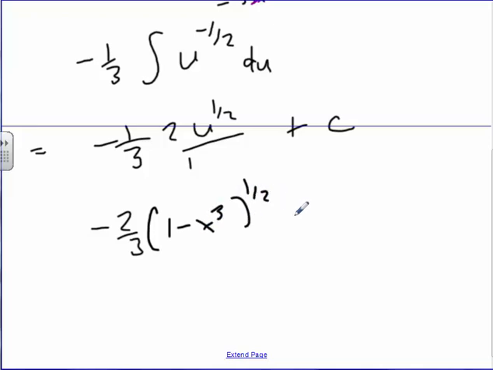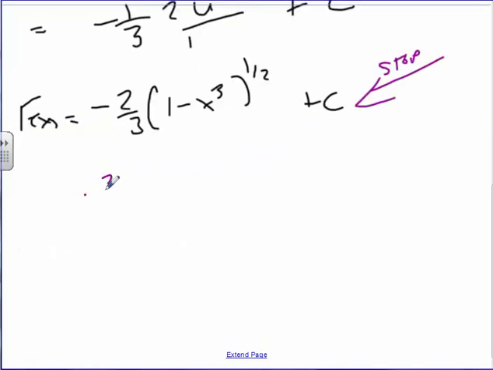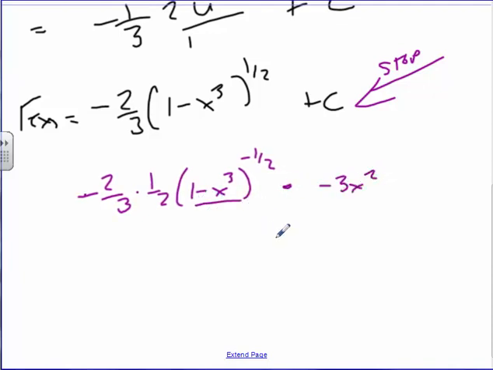And that's to the 1/2. There is my antiderivative. And then just to do a quick check, this is where I'm going to stop. But just to do a quick check, let's consider what the derivative would be. It would give you negative 2 over 3. You then would times by 1/2. You'd keep the baby inside, drop the exponent, and then times by the derivative of the baby.